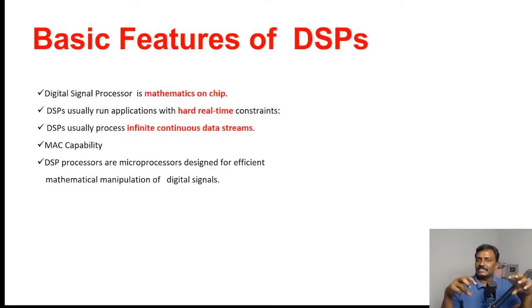So it has a special interface to interface with audio codecs and video codecs, so that it could do complex mathematical calculations inside the chip. So that is the DSP processor, digital signal processor. It has a MAC capability, multiply and accumulate in a single instruction cycle. So a DSP processor is meant for mathematics. If you want to do complex mathematical calculations, then you could choose a DSP processor.